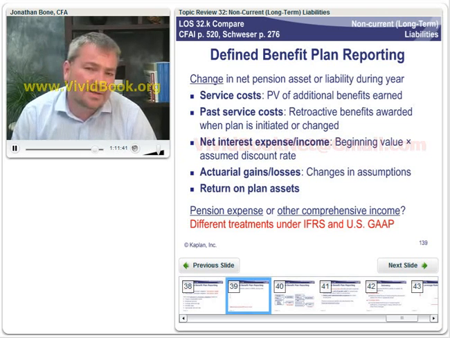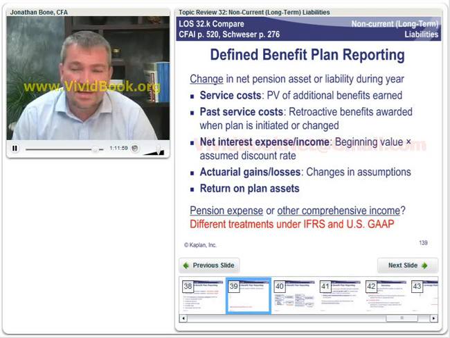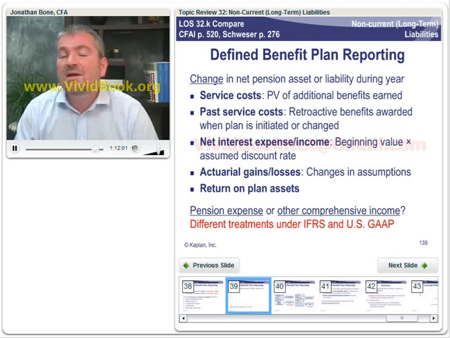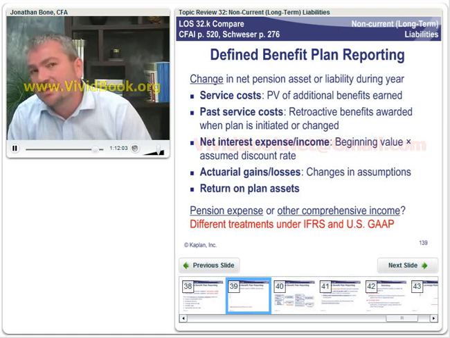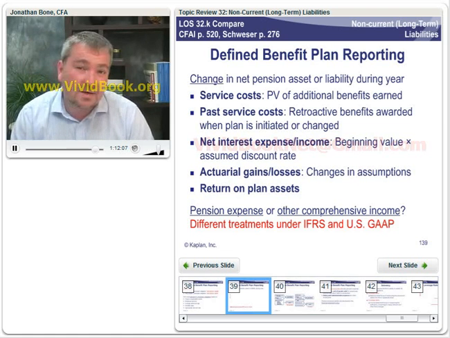Past service costs, which are also sometimes referred to as prior service costs. These are retroactive benefits, or essentially costs, awarded when the plan is typically changed. Imagine we change our plan to paying out 2/3 of your final salary from only 50% of your final salary. So when we make that change to 2/3, we're committing to make bigger payments to you, and therefore the estimated obligation is going to increase.